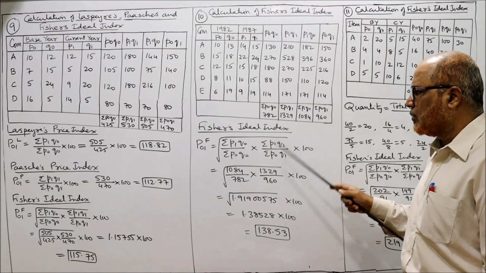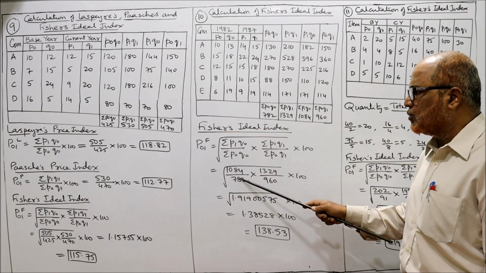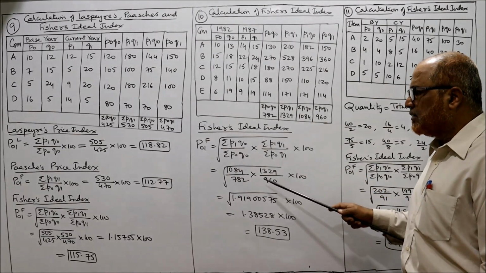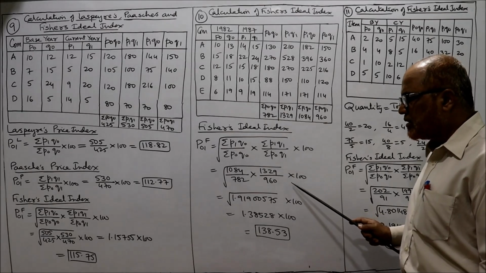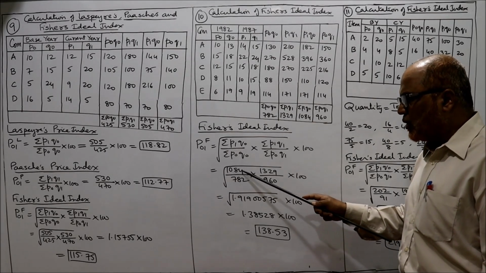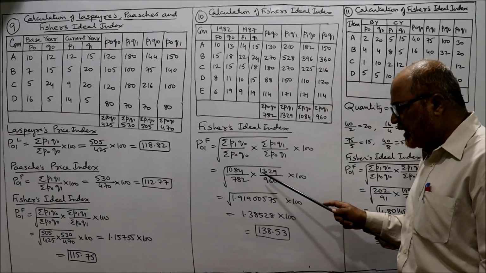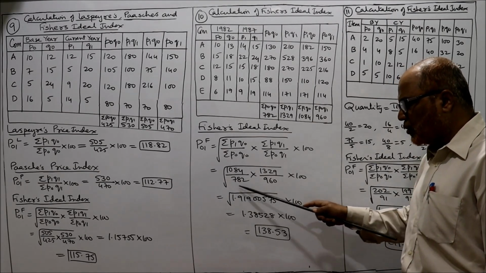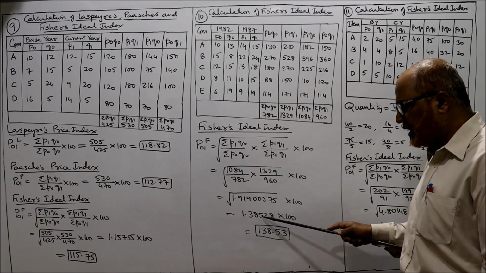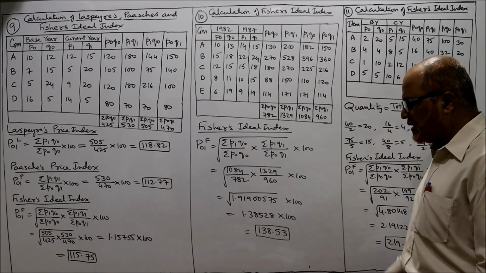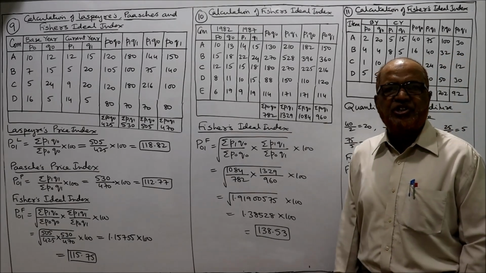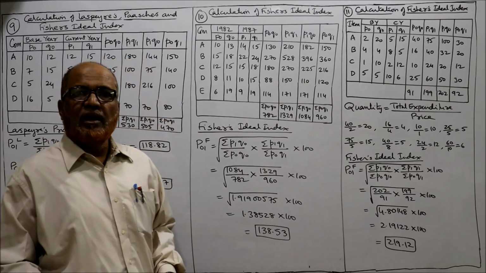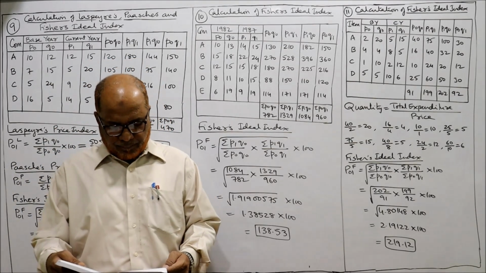P1QO is 1084 divided by POQO 782, P1Q1 1329, POQ1 960 under root into 100. So now you divide 1084 divided by 782 into 1329 divided by 960. You will get this figure under root. After root you are getting 1.38528 into 100. 138.53 is the Fisher's ideal index. This is problem number 10. Now see the problem number 11.